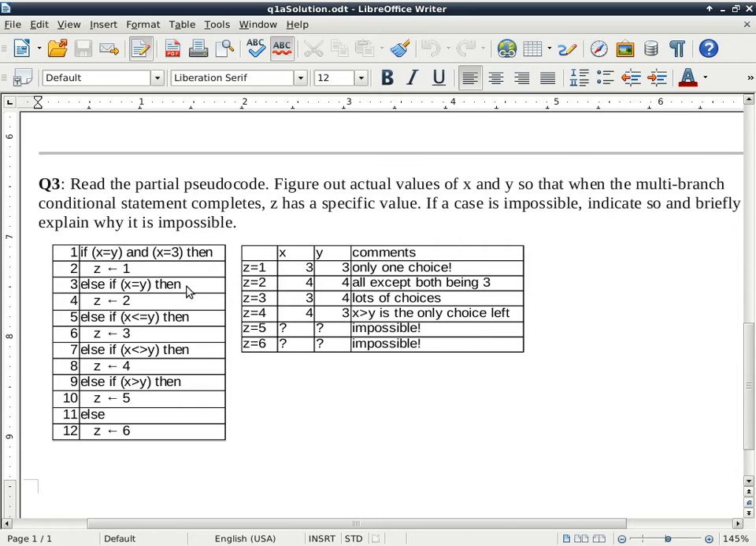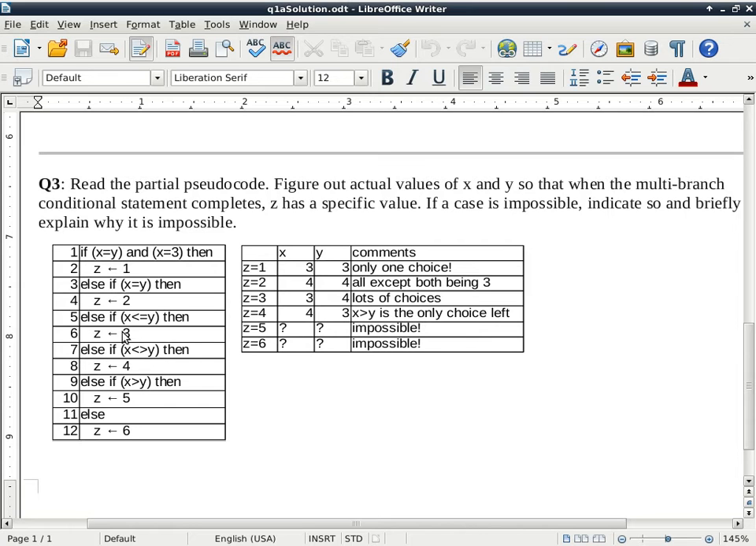Okay. What about making z equal to 3? Well, that means the condition of line 1 has to be false. The condition of line 2 also has to be false, but the condition of line 5 has to be true. Well, that really means x equals y is completely out of the picture, because that is already covered by the condition of line 1 and the condition of line 3. So we can only make x less than y in this case. As long as you can make x less than y, it will work. In this case, if I make x equal to 3 and y equal to 4, we'll make that work.